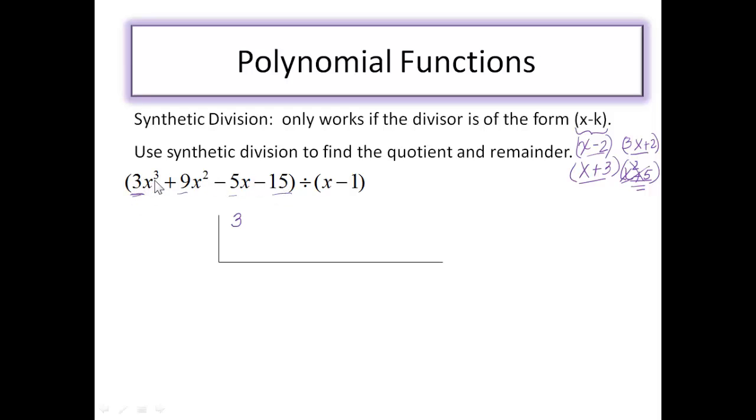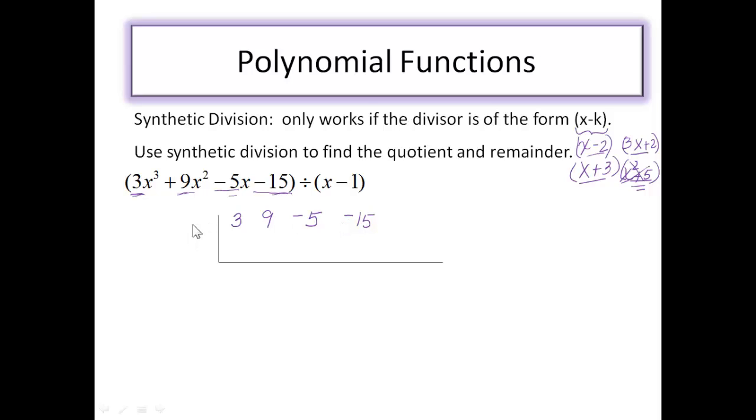Let's check. I have 3, 2, 1, 0. That means I didn't skip any terms. So I can go ahead and write my next coefficient, which is 9. The next coefficient is negative 5. And the next one is negative 15. This last term. We always grab the symbol that's in front of any term, okay? I've written down the coefficients of my dividend.